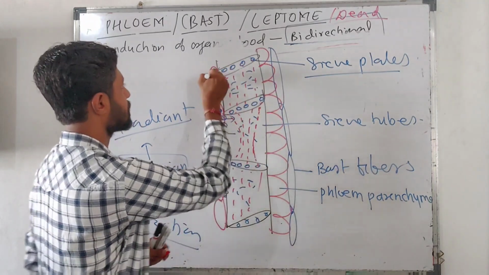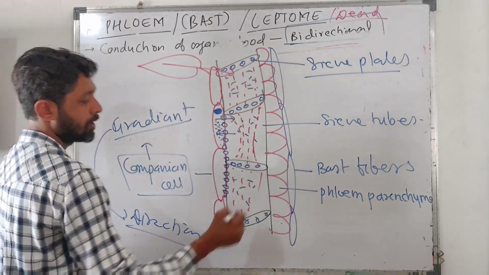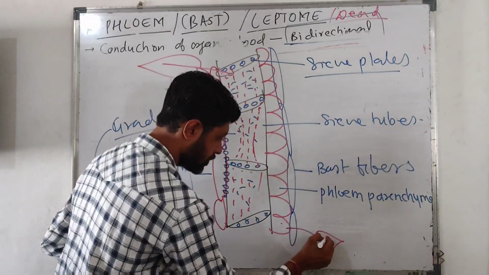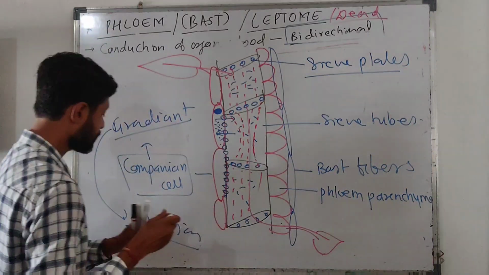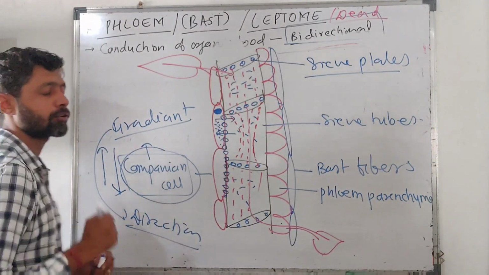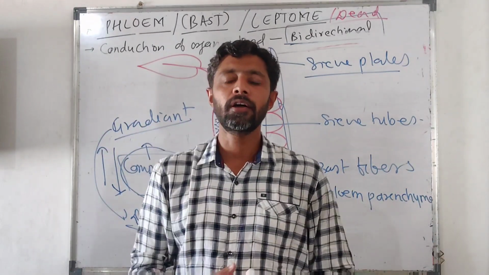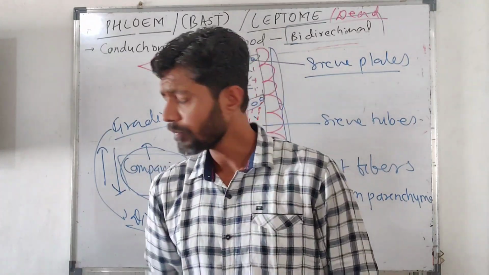Next, suppose here there is a leaf. From the leaf, it is connected here. So now food will be transported likewise. The direction of transport of food is defined by the companion cell. Either food is going to be transported in an upward way or in a downward way. So this is all about your phloem.